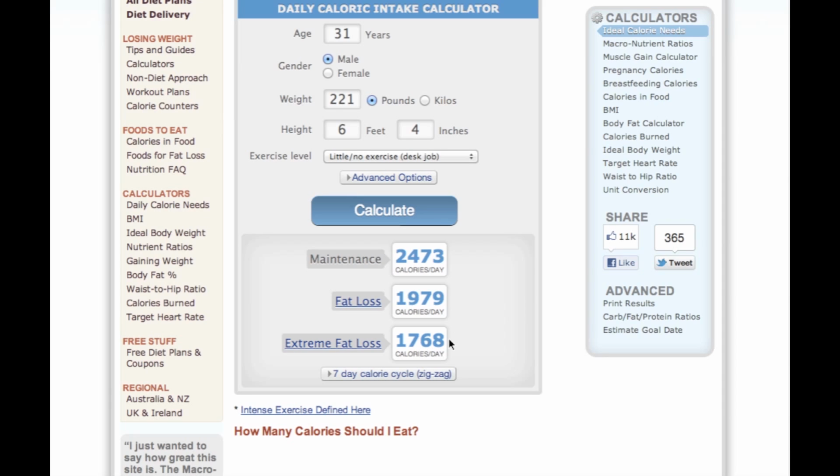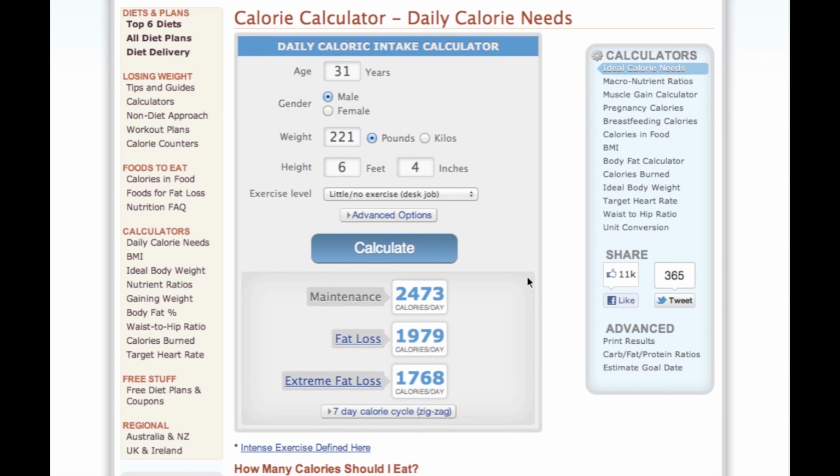There is also an extreme fat loss amount here. I would not suggest this, as you will start to sacrifice your strength going with something like that. There's other options on here, but the only thing I really wanted to use this calculator for was, again, to get a baseline for my calories. So 2,000 is our goal. Let's go back to the presentation.